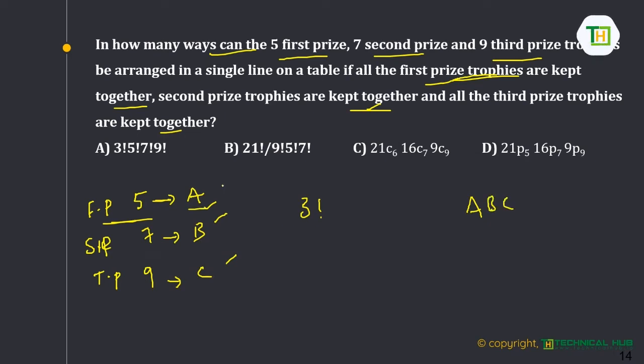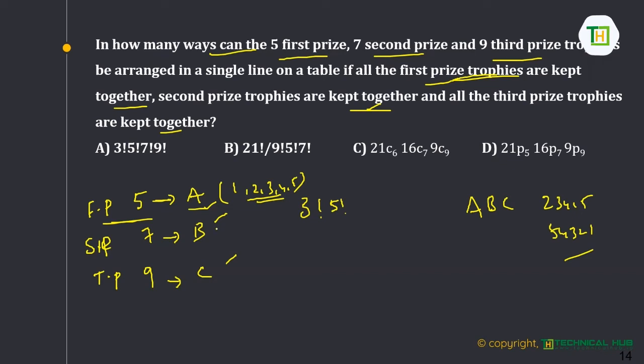But in A, a total of 5 prizes are there. 5 first prizes are there. So for understanding, I'm taking 1, 2, 3, 4, 5. Again, these 5 can be arranged. So how many ways can I arrange? 5 factorial, or not? It means I can arrange 1, 2, 3, 4, 5, or I can arrange 2, 3, 4, 1, 5, or I can arrange 5, 4, 3, 2, 1, like that. So these first prizes can be arranged in 5 factorial ways.